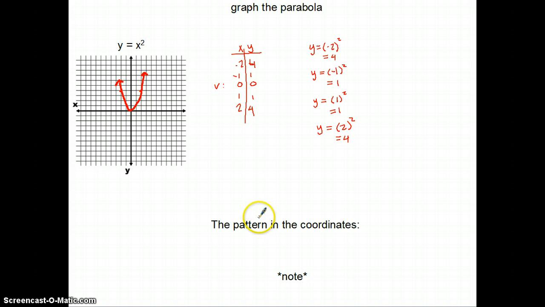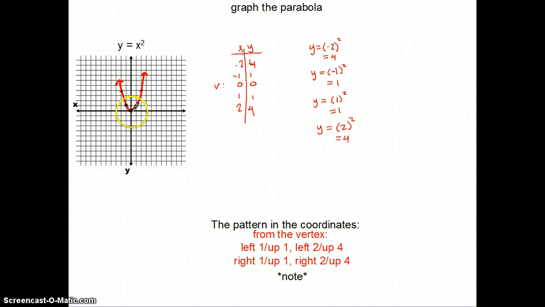The pattern in your coordinates, you may or may not have identified this, is that if you start at the vertex, you're going to go left 1, up 1, left 2, up 4. So remember, these are the points that I had on my graph. I'm going to go ahead and start at my vertex. If I go left 1, up 1, I land on the coordinate -1, +1, which is on my graph.